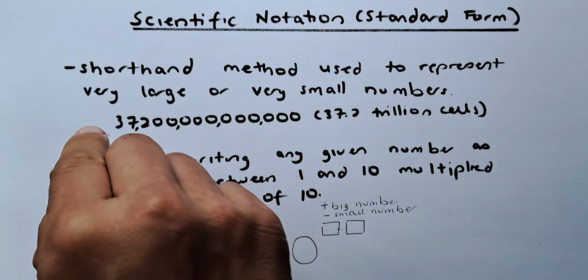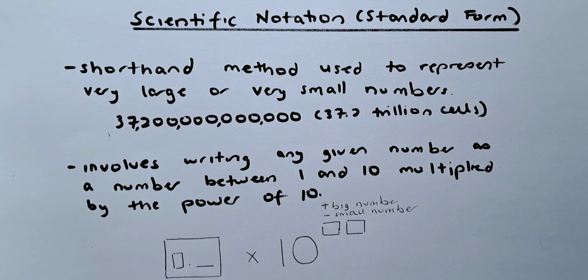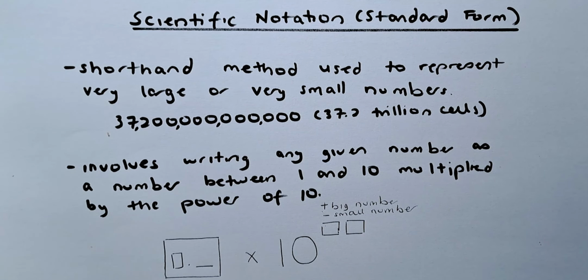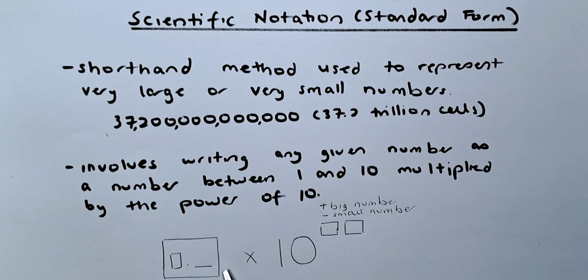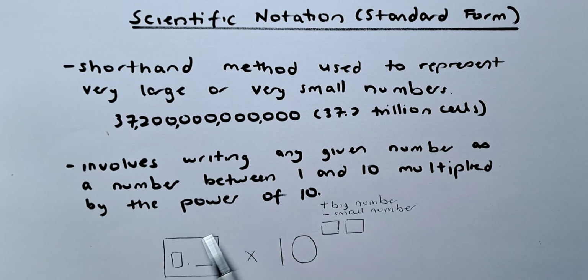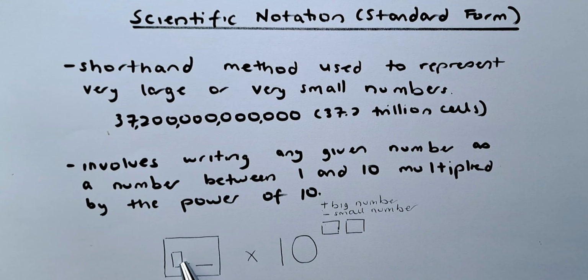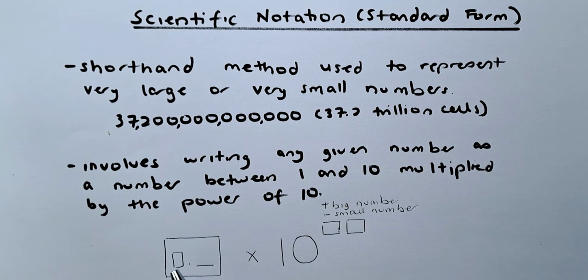But rather than writing this out, you can simplify it using standard form. This is why we are going to learn how to represent a big number in terms of standard form. The trick is the following. In any given number, the first box is a number between 1 and 10. So it has to be one digit, you cannot have more than 10. The biggest it could be is 9.99.